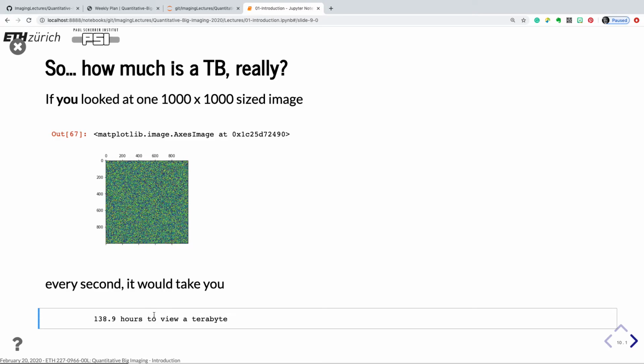In the end, it would actually take you 138 hours to watch a terabyte if you watch 1 image per second. Well, you can also see it like a normal Blu-ray. I think it's 8 or 16 gigabytes or something like that. So it would be pretty much movie time also.